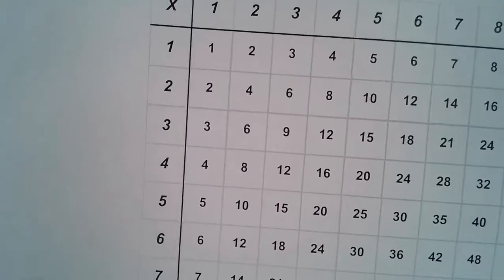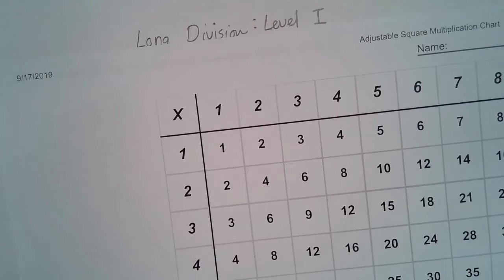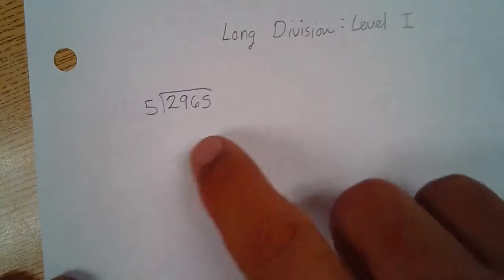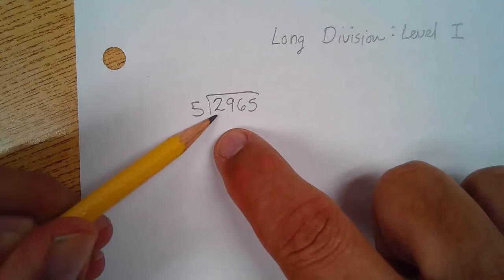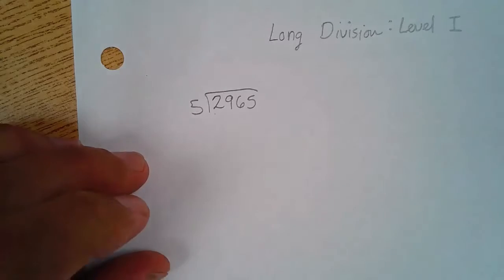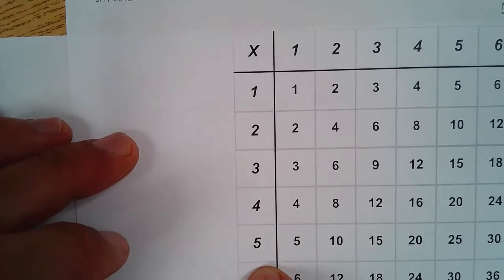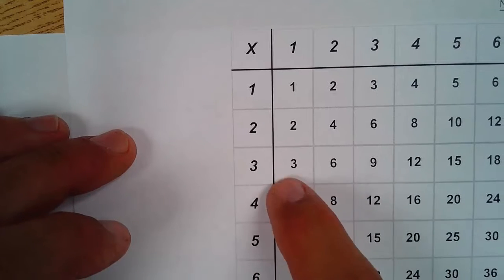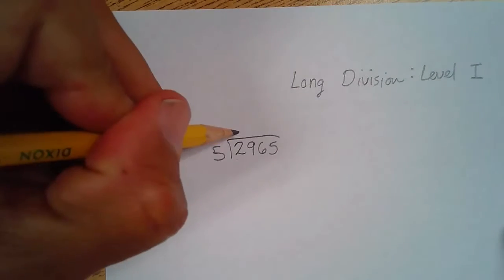I'm going to use a multiplication chart for this, and if you have one handy, have it ready. So, first, I'm going to figure out how many times 5 fits into just the number 2. 5 times 1 is 5, and it doesn't look like it's going to fit at all. It's going to be 0. So 5 goes into 2 0 times.